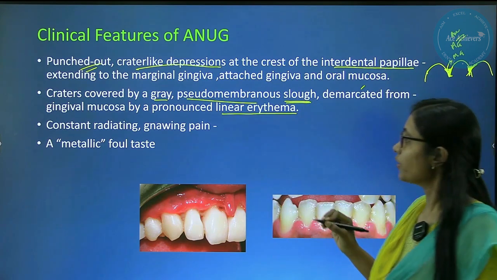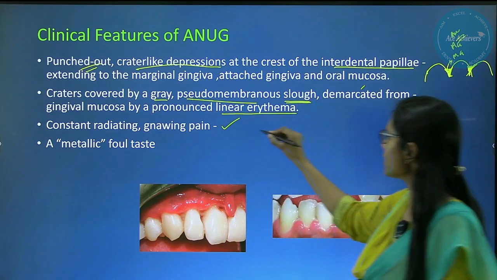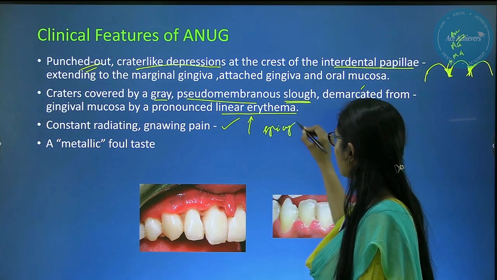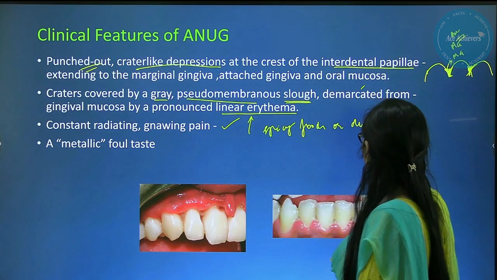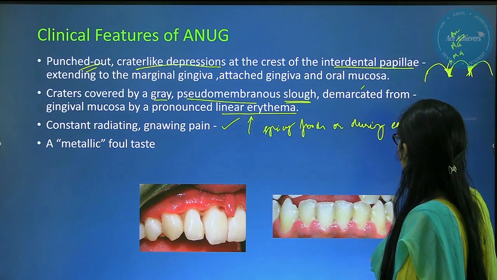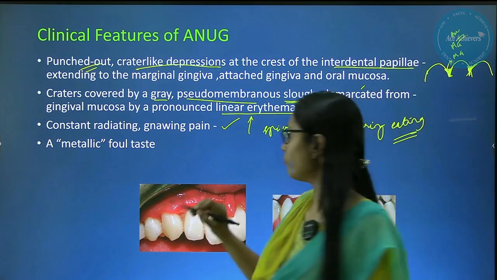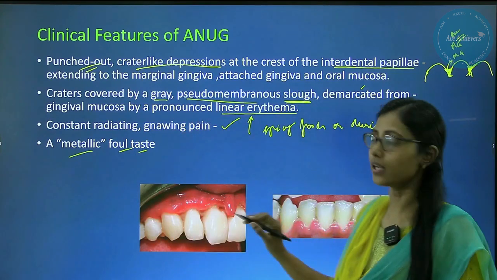Next, there is going to be some constant radiating or gnawing pain, which is going to increase when the patient is having some spicy foods or even during eating. Okay, and again the patient is going to complain of a metallic foul taste. Okay, so these are some of the important clinical features.